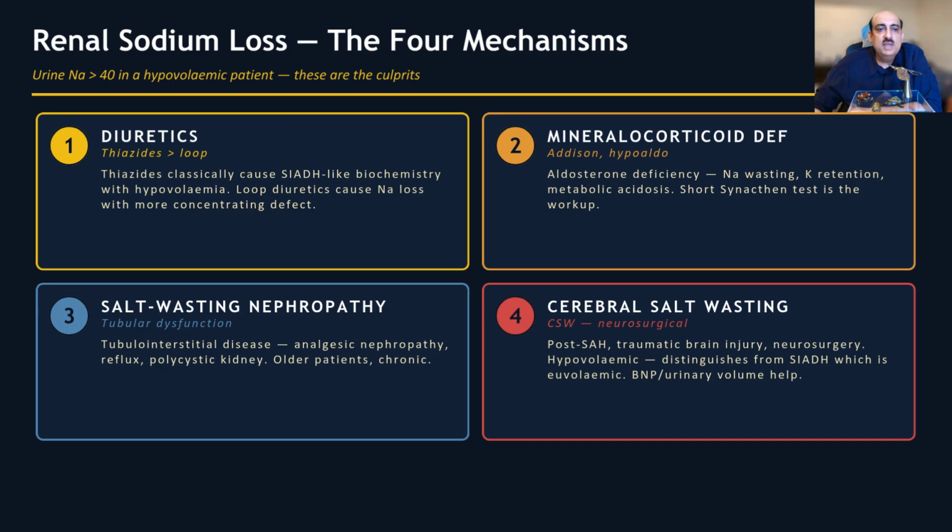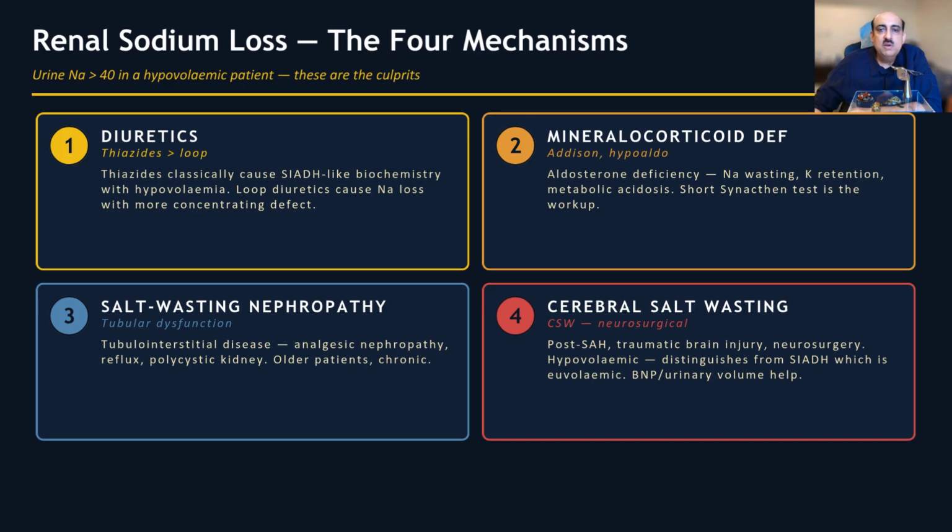First of all, diuretics, which is a very, very common occurrence. Thiazides induce an SIADH-like biochemical picture, and also they lead to mild volume depletion, which leads to secondary release of ADH, and hence that leads to sodium loss. Loop diuretics cause more direct sodium loss with impaired urine concentration.